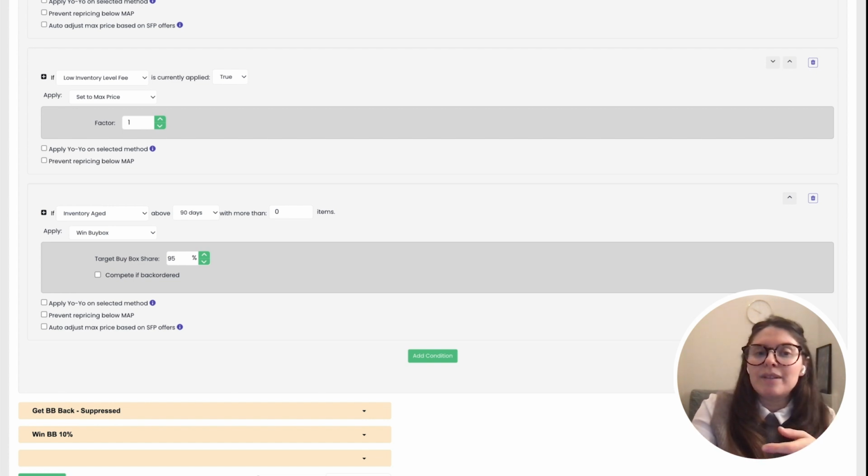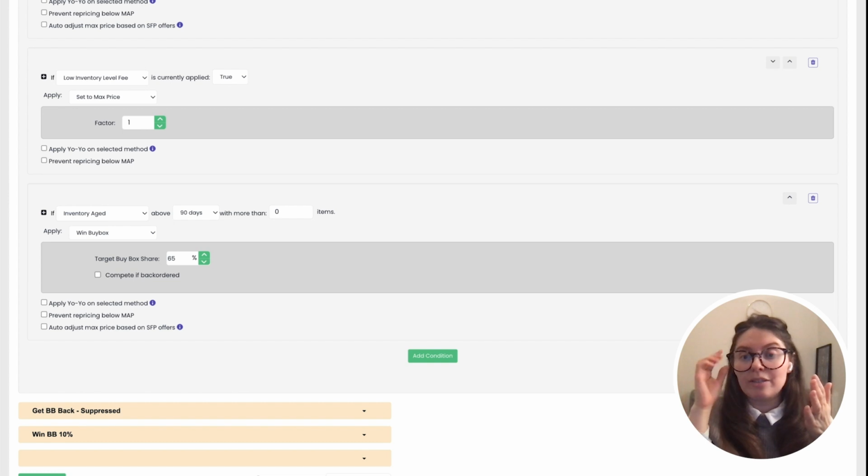However, if you wanted to be a little bit less aggressive, you could say something like 65%. And if we're able to maintain 65% buy box share and we're not at your minimum price, we'll start to increase the price back up. So if we're able to maintain the designated buy box share, we will start to increase the price again.